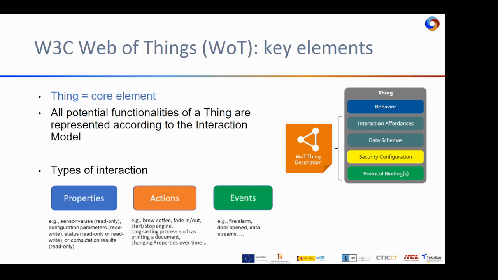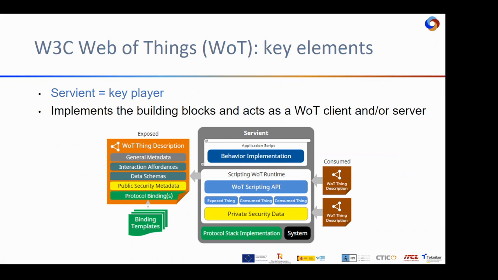Another main actor in a WoT deployment is the servant, which implements the building blocks and acts as a WoT client and/or server. So a servant is a software stack that implements the WoT building blocks. Thus, acting as a WoT servant implies consuming and exposing things. So, a WoT servant is capable of thing-to-thing interaction, and it needs to implement both server and client requirements.